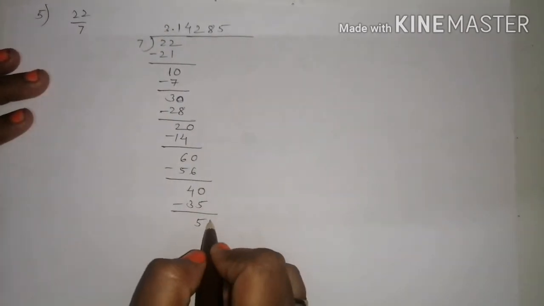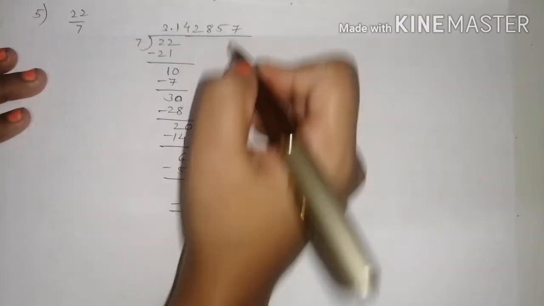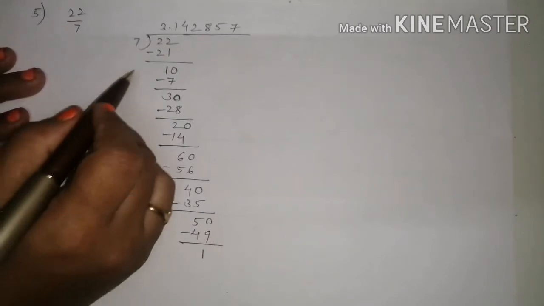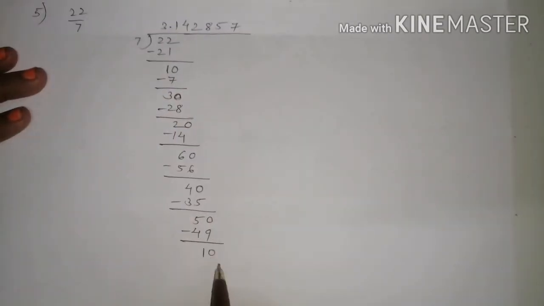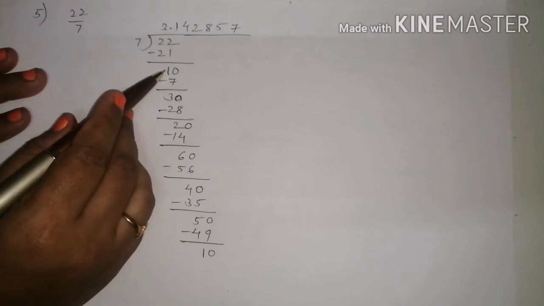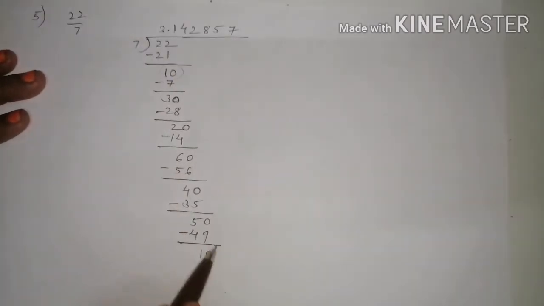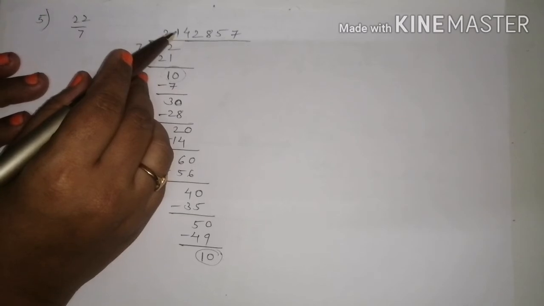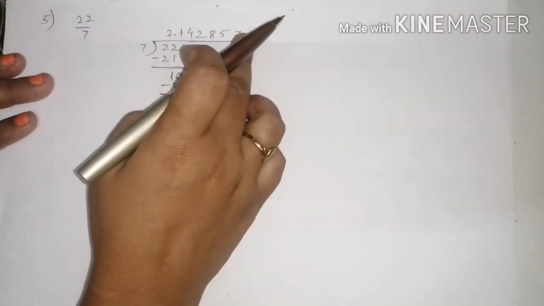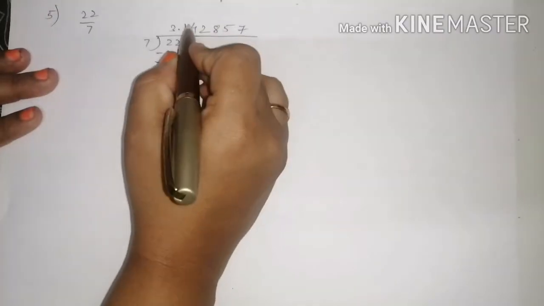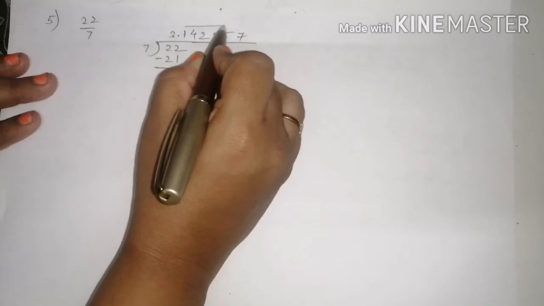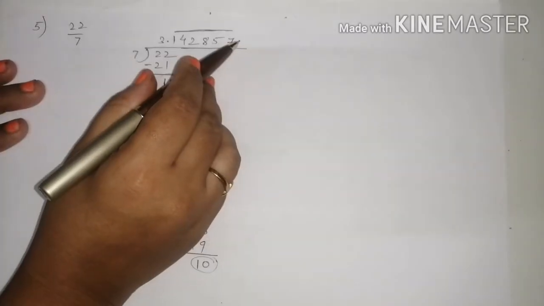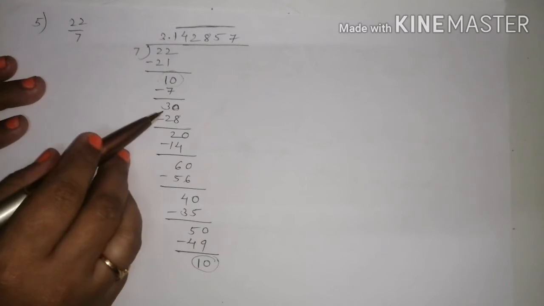Borrow the 0. 7 sevens are 49. 50 minus 49 is 1. If you borrow the 0, you will get 10. So 10 we already got here. See here the 10. If you go on continuing, again you will get this number. 7 ones are 7. These numbers will repeat after this. So the same numbers are going to repeat. We are putting the line like this on this. Because if you take 10, again you have to take 7 ones are 7, and again you will get 3.